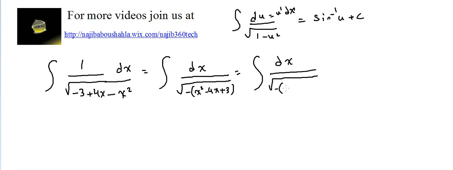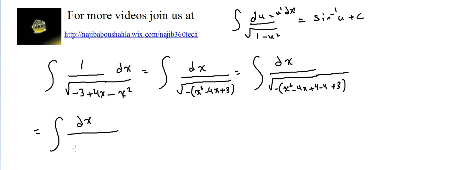minus into x squared minus 4x. For sure we can add 4 and subtract 4, right? Why? Because 4 is the coefficient of x, divided by 2 it's 2, square it, it's 4. Plus 4 minus 4, and we leave the plus 3 aside. So it is equal to the integral of dx over radical minus x squared minus 4x plus 4, which is an identity, x minus 2 squared, right? And minus 4 plus 3 is minus 1, but multiplied with this minus outside, it will be plus 1.